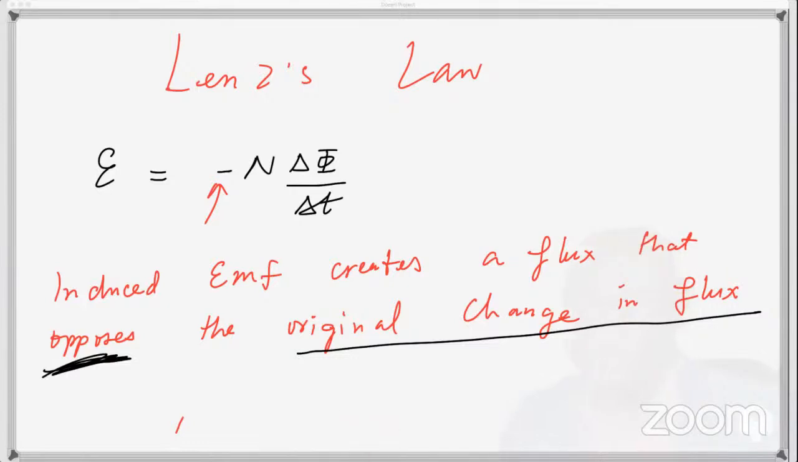So you have two fluxes. You have the original one, which is there. And then when it changes, Faraday's law says there'll be an induced EMF, and the induced EMF will create its own flux, which is now the induced flux. So Lenz's law says the induced flux will always oppose the original change in flux. It will not always oppose the original flux. It will always oppose the original change. What do I mean by this? And if you watch the lecture, you should have come across this discussion.